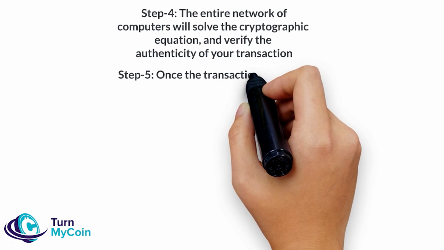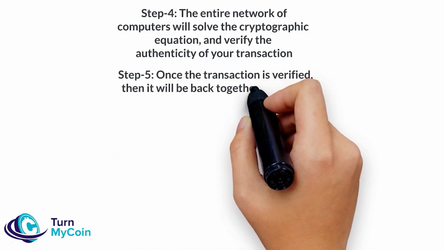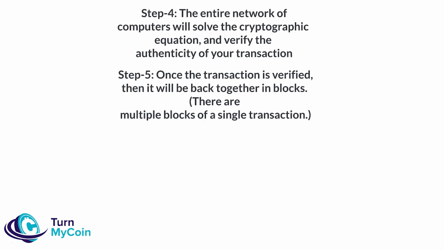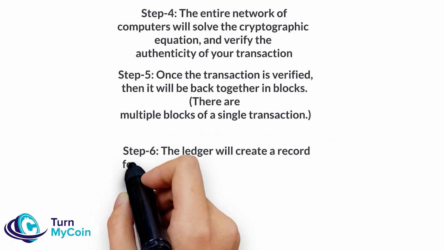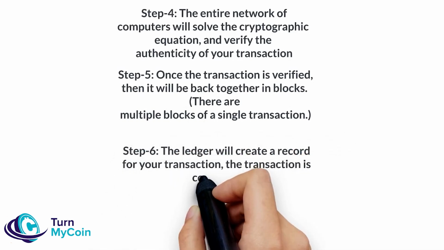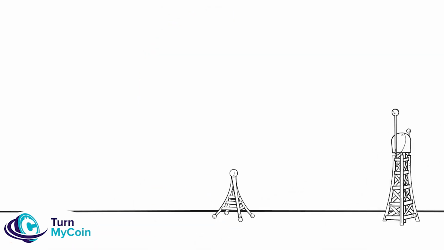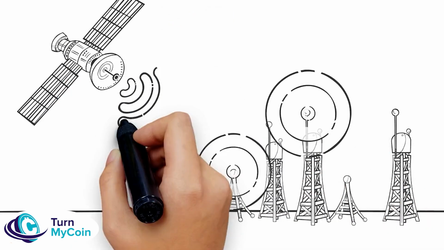Step 5. Once the transaction is verified, then it will be put together in blocks. There are multiple blocks of a single transaction. Step 6. The ledger will create a record for your transaction. The transaction is complete. Using Bitcoin here was an example. Most of the blockchain networks have their own information processing blocks.